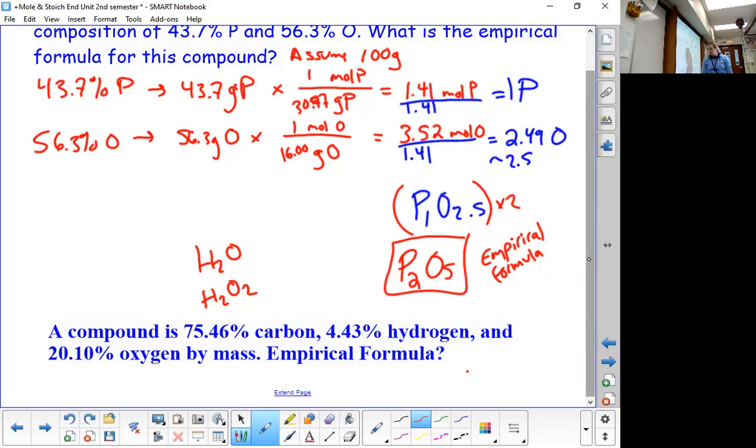I'm gonna do this one real quick. If you want to pause the video, and then when you unpause it, it's just going to have the answer for this one, so you can check your work and see if you're getting how to solve for empirical formula here.